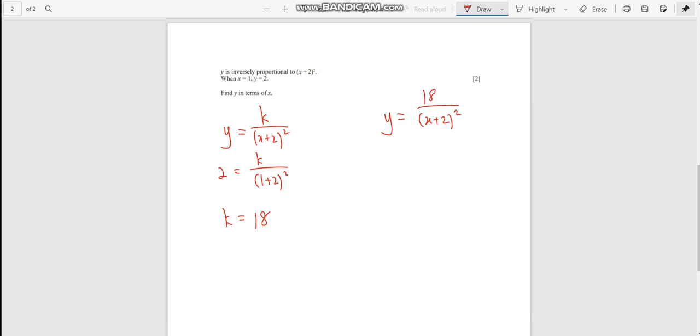After that, that's it. Because they just want you to find y in terms of x. Okay, so this is how you find the equation between direct and inverse proportion. Easy.